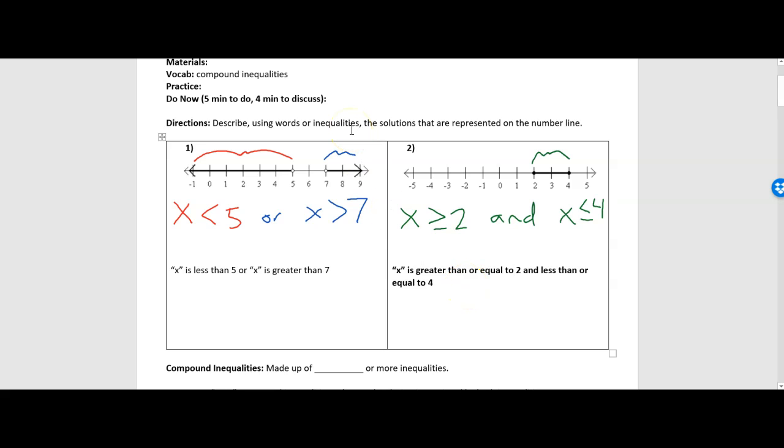Okay, so this is kind of a little bit of an introduction to what compound inequalities are. Compound inequalities are when we have two or more inequalities. Today it's just going to be two because we're talking about just a single number line. So let's dive into more specifically what these are and how we solve them and graph them.